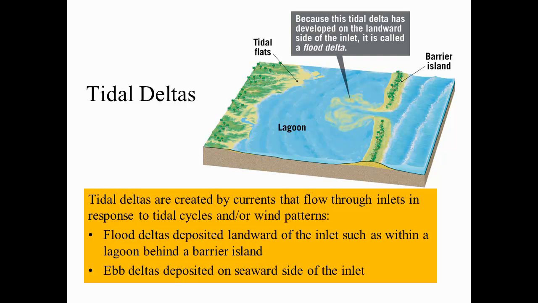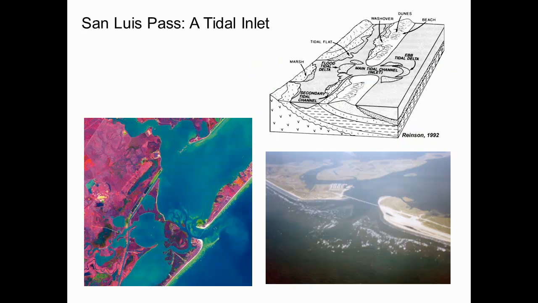Tidal deltas, in turn, are created by currents that flow through inlets in response to either tidal cycles and or overall wind patterns. There are actually two different deltas associated with these breaches. Flood deltas are deposited landward of the inlet, such as within the lagoon behind the barrier island, whereas the ebb deltas are deposited on the seaward side of the inlet.